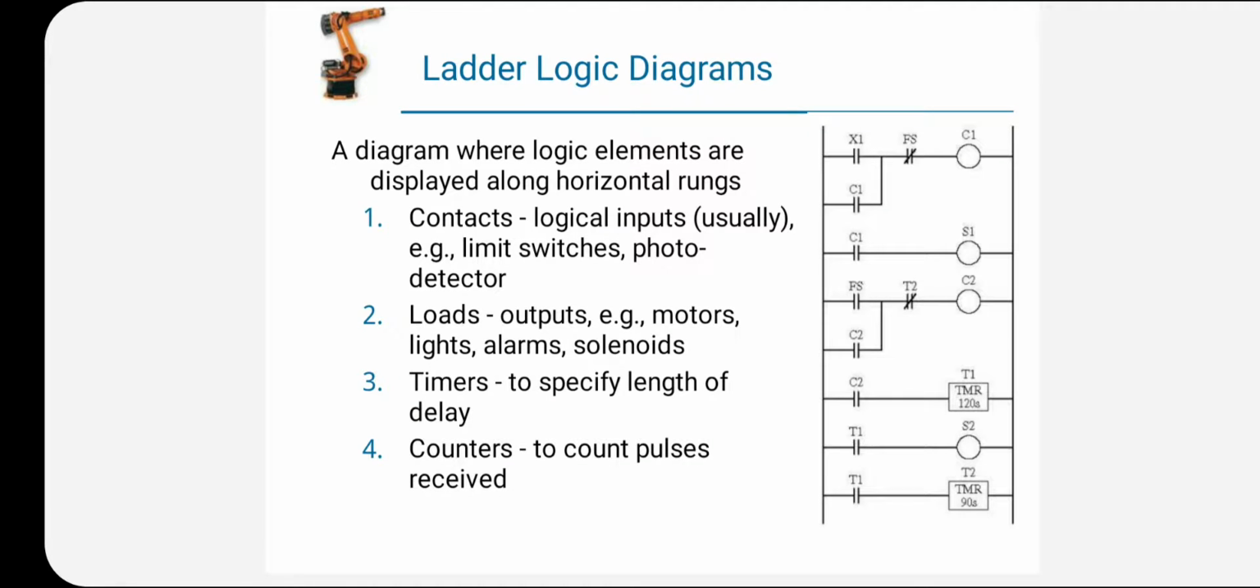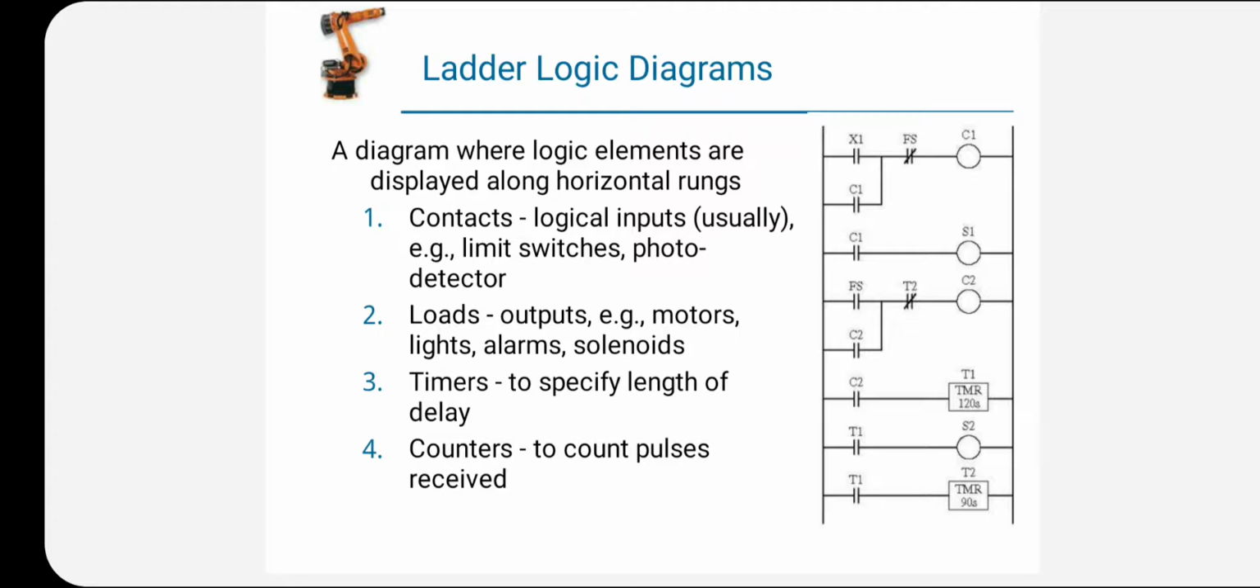So let us discuss the ladder logic diagram. It is a diagram where logic elements are displayed along horizontal rungs. I think you studied CNC programming, G code, M code. There each line is called a block: number of blocks, number of statements, number of instructions. Similarly here, each line is called a rung, the horizontal rung.